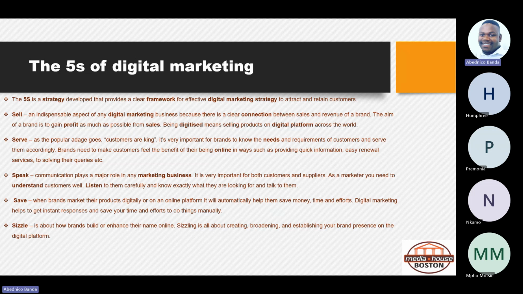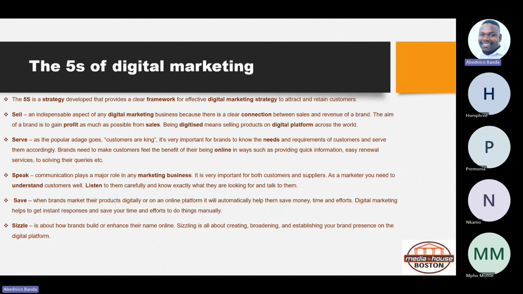as the popular adage goes, customers are king. It is very important for brands to know the needs and requirements of the customers and serve them accordingly. Brands need to make customers feel the benefit of their being online in ways such as providing quick information, easy renewal services, solving their queries, and so on.